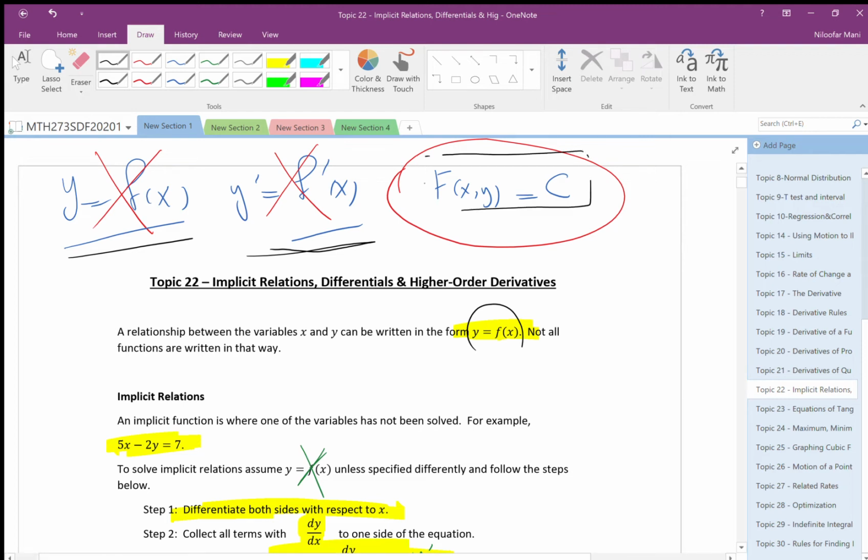A relationship between x and y. I know x is independent. I know y is dependent on x, but I don't know what y equal f of x is. I don't know f. I just know a relationship between x and y. So, for example, 2x plus y squared equal 5. I know a relationship, and I want to find y prime.